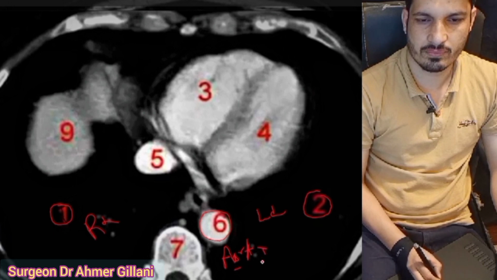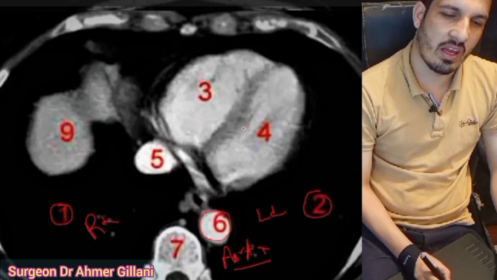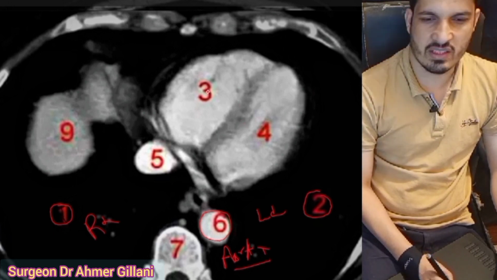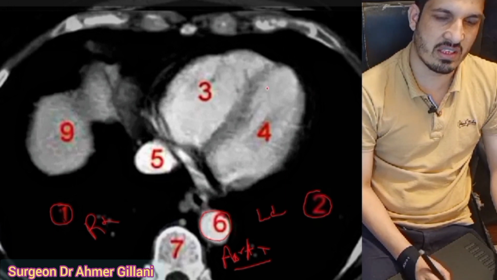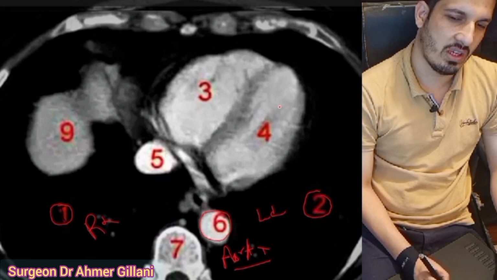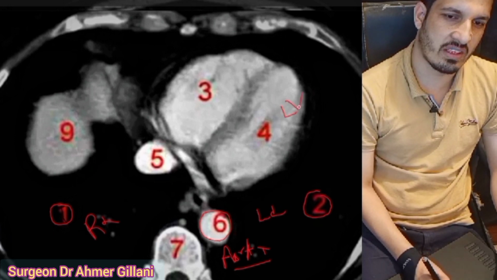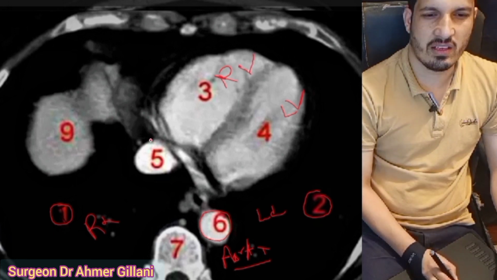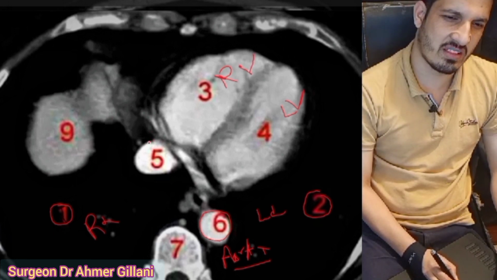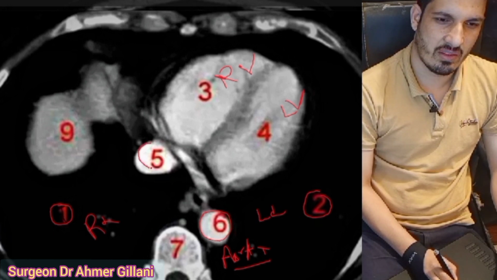Okay, and structure 4 and structure 3, they are the chambers of the heart. Actually they are ventricles, and 4 is definitely the left ventricle, and structure 3 is the right ventricle. Okay, and what's that structure 5? It's the vena cava.